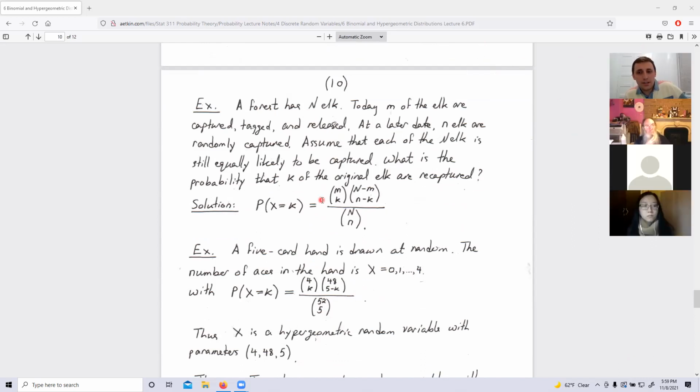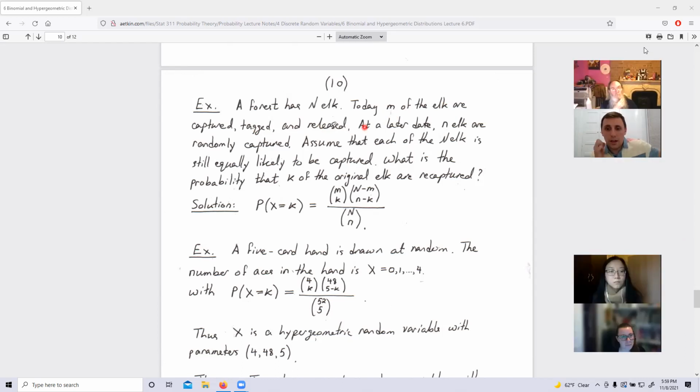So what it is, a forest has N elk. Today, M of the elk are captured, tagged, and released, which is, by the way, what I did as an amateur hunter professor. I catch elk that cheat on my exams, I tag them, and I release them. And that happened in 2017, but they didn't listen to me, right? I just caught them, but they don't get smarter from that because they are elk. Yes, I'm humane. I figure education is a lie anyhow, so why bother?